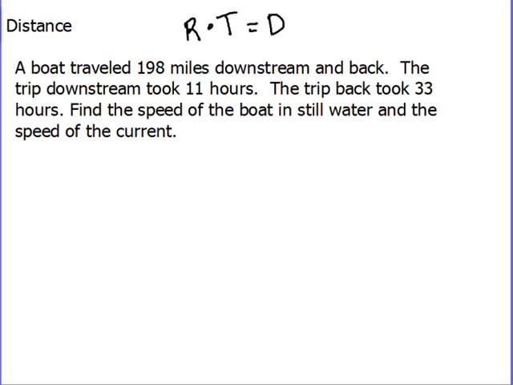Alright, a boat travels 198 miles downstream and back. The trip downstream took 11 hours. The trip back took 33 hours. Find the speed of the boat in still water and the speed of the current. Okay, so I could say my B could represent the speed of the boat in still water.